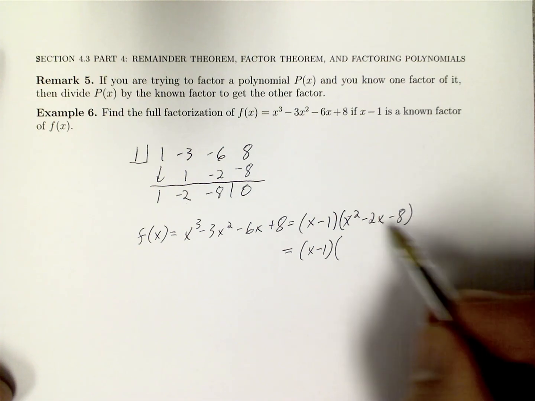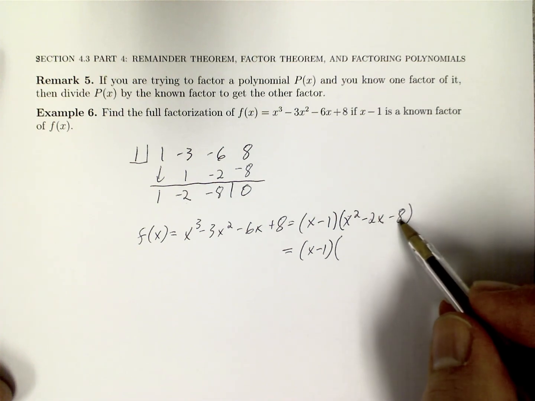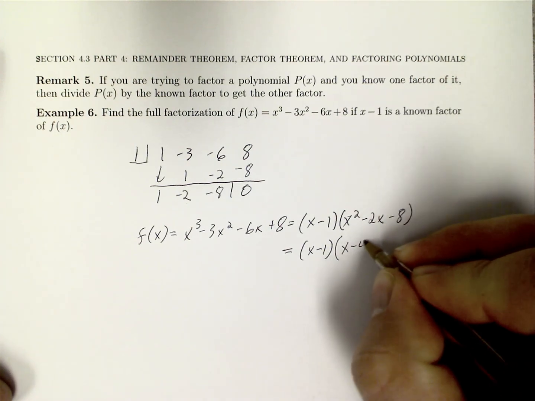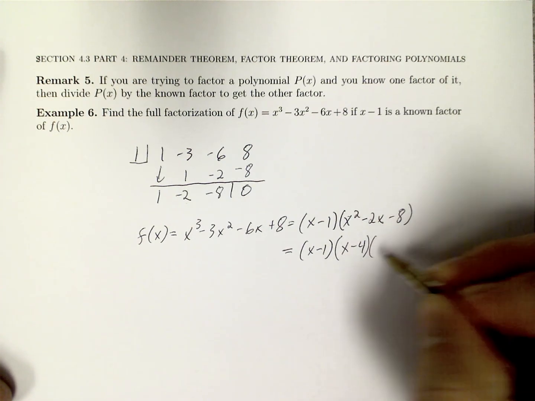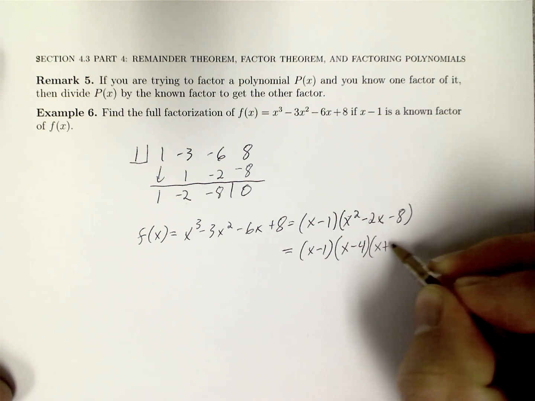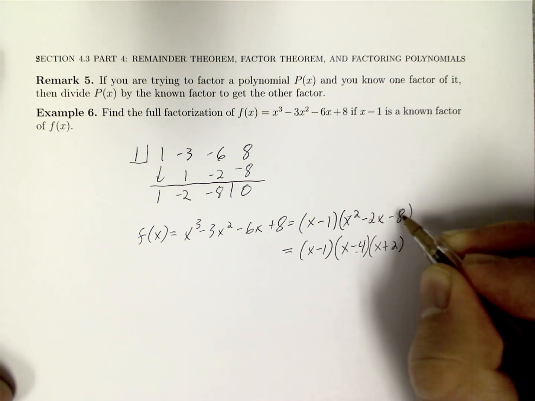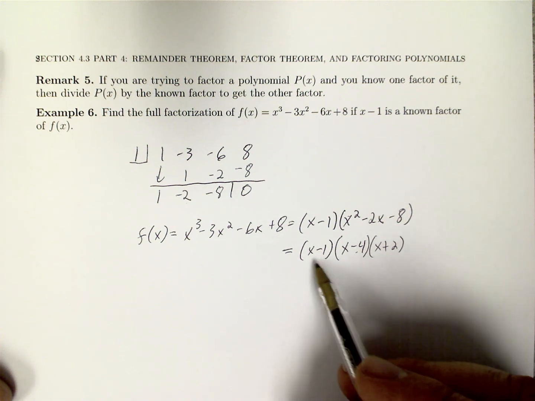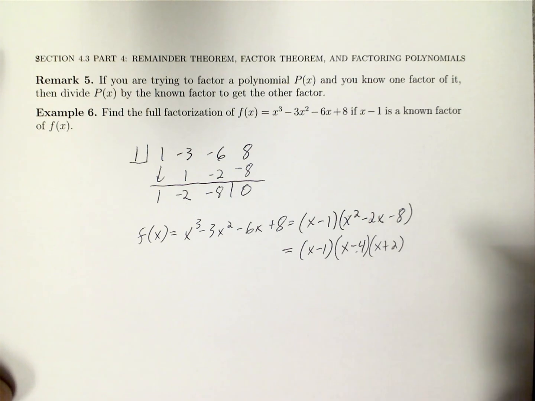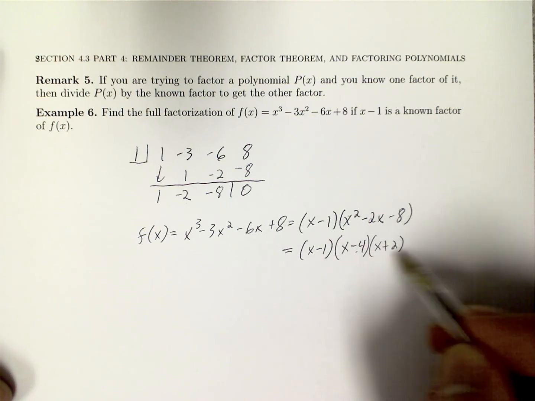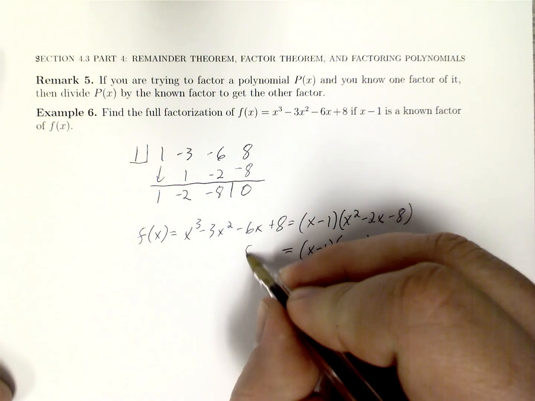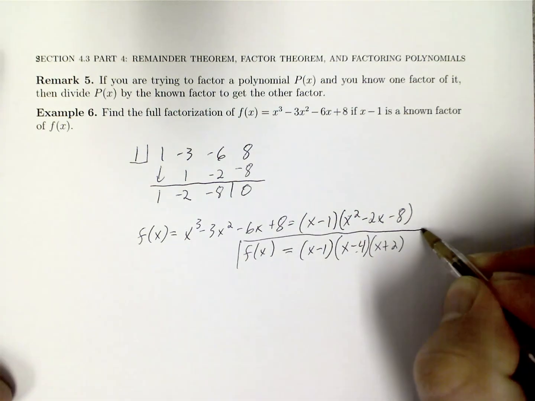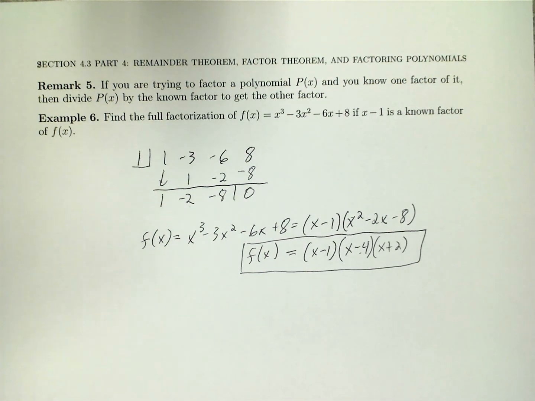Well, now we're at a trinomial, and we have some methods. What are two numbers that multiply to be negative 8 and add to be negative 2? Well, negative 4 and positive 2. Negative 4 and positive 2 multiply to be negative 8 and add to be negative 2. And these are a bunch of linear factors. This times this times this, that's what it means to be factors. And this is a full factorization of f of x. This concludes this lecture.